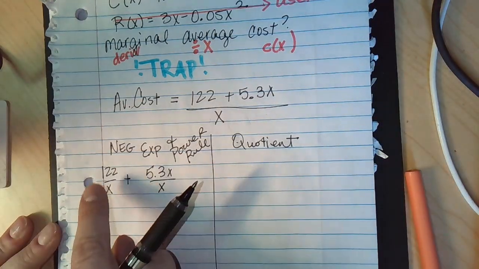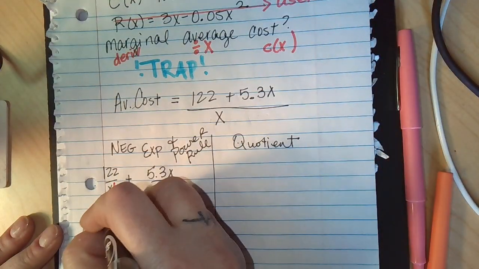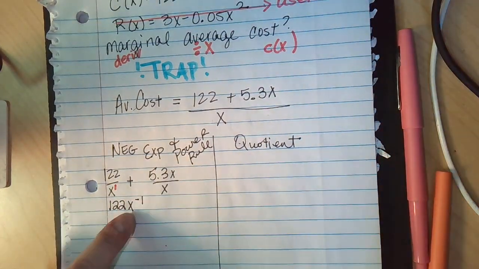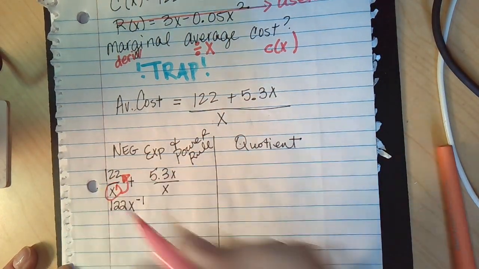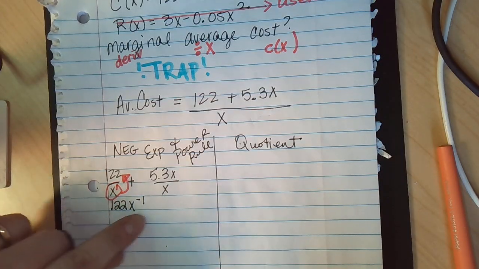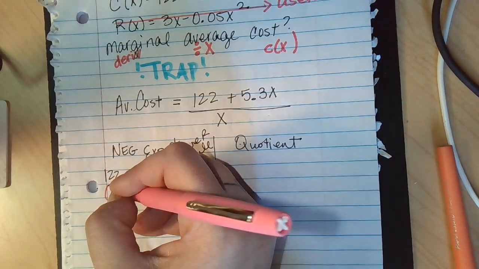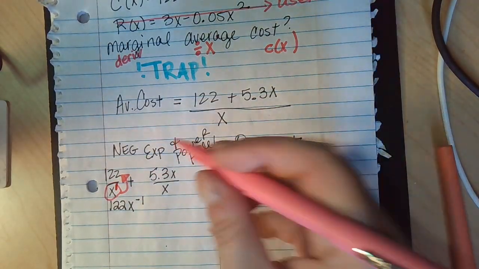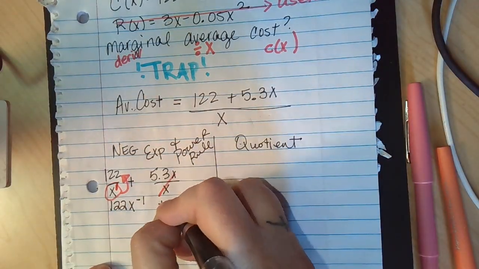Okay. This 122 over x to the 1, that's like saying 122x to the negative 1. When you take something from underneath the denominator and bring it up big and fat and normal, you take whatever exponent it had, 1, and make it negative. Then this second piece, the x's cancel out, and you just have plus 5.3.